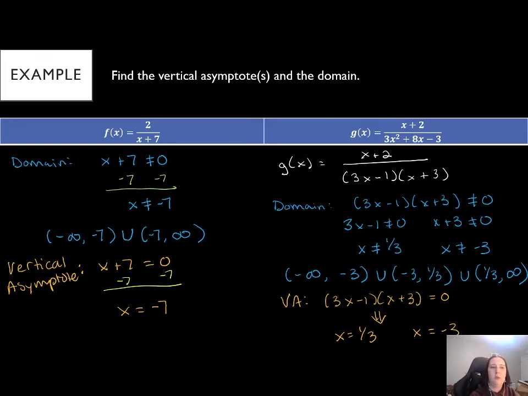So you can see the relationship between domain and vertical asymptotes here: the numbers are exactly the same. One is a not-equals, one is an equals, and how you write your answers is slightly different.